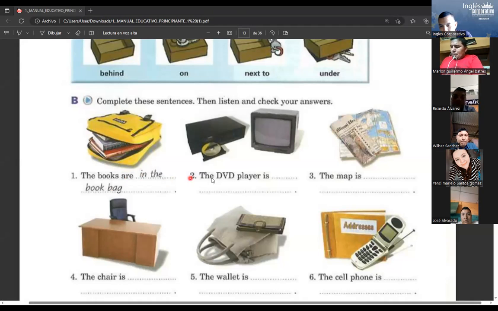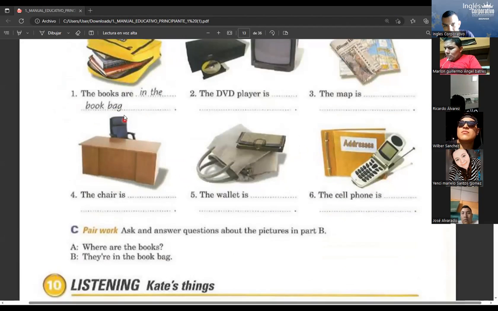Okay, where is the TV, the DVD player? Next to the television. Where is the map? The map is under the newspaper. Very good. Where is the chair? The chair is behind the table. Good.